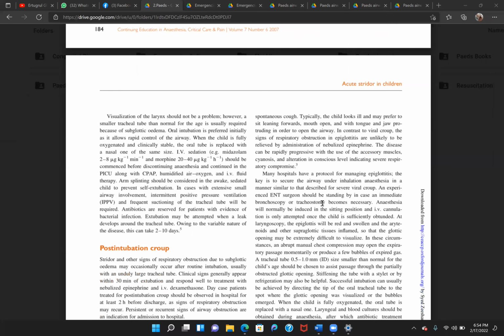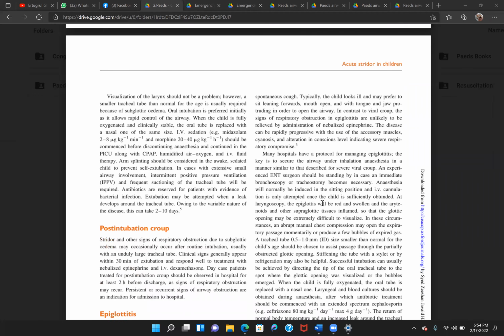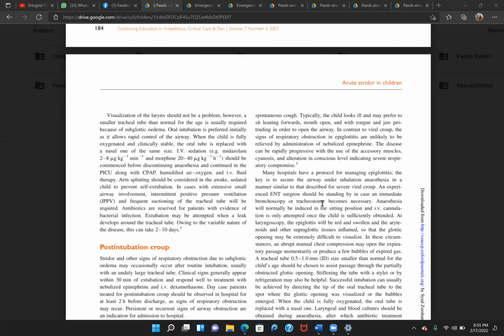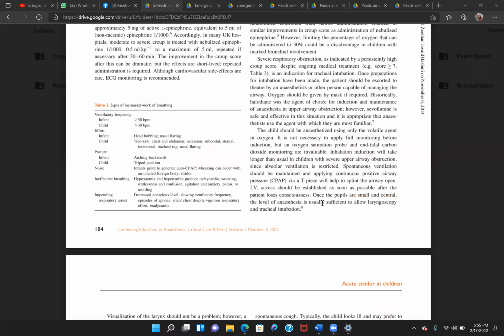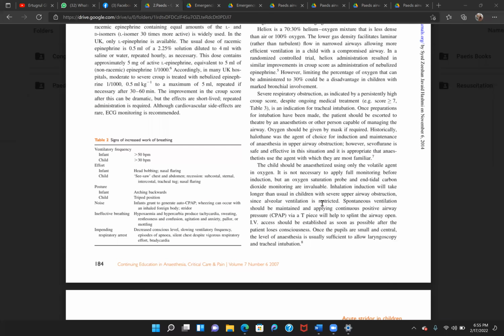So this will be the basic management, and the rest of the management will be according to the scenario. Okay, any questions till now? Anyone wants to comment? Yes, Dr. Bharat Kumar, Dr. Atif.